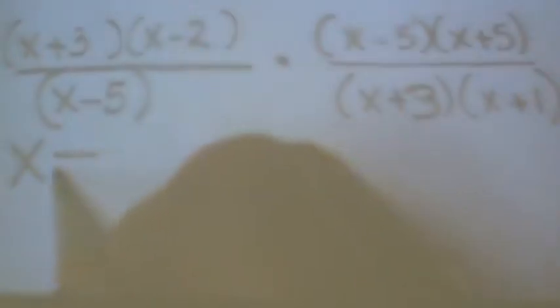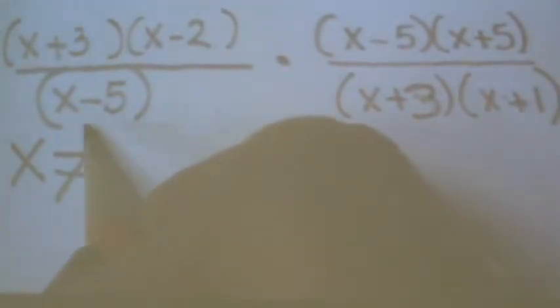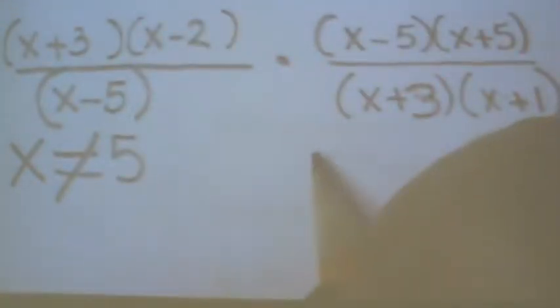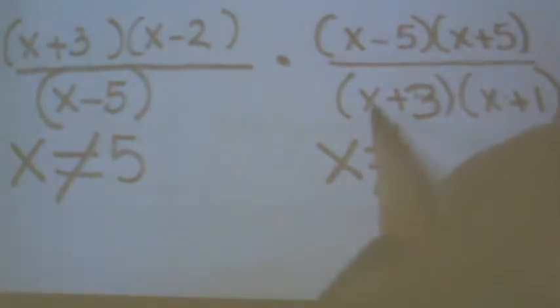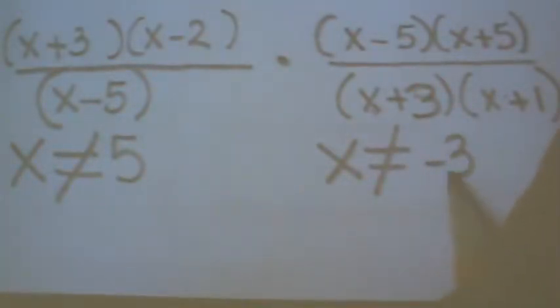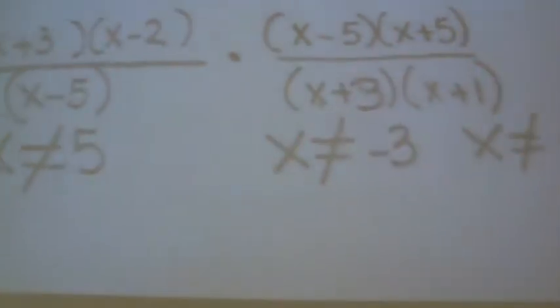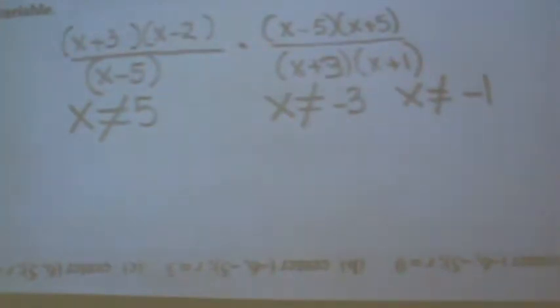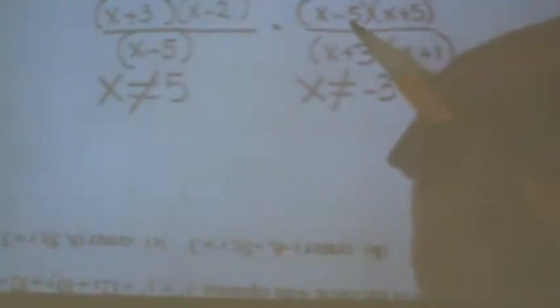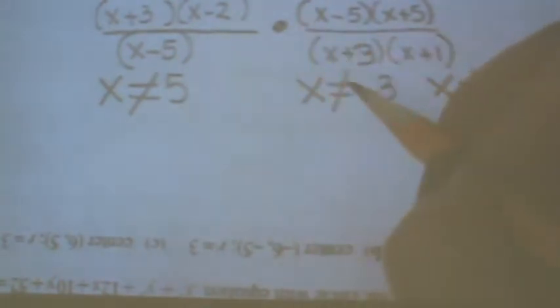Okay, now, before we start canceling, can you tell me, there's 3 restrictions. x can't be 5. x can't be negative 3. And x also can't be negative 1. Why? Because you'll have a 0 in the denominator. 3 points right there, just 3 restrictions for that one. Now, we're going to cancel 1 for 1. Where do you see 1 for 1? Give me 1 and 1.